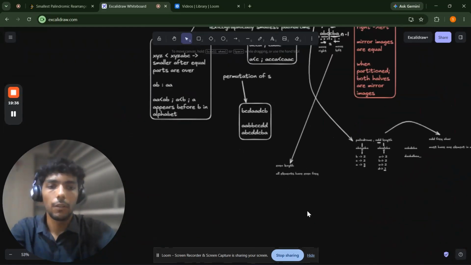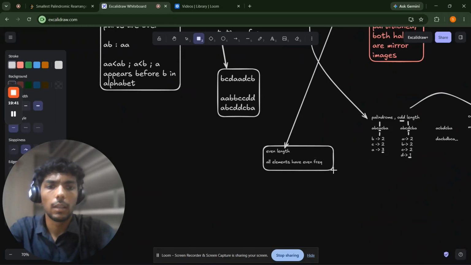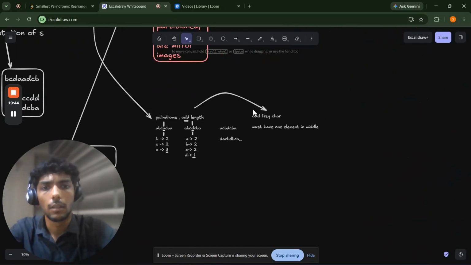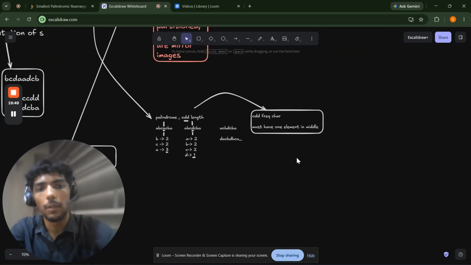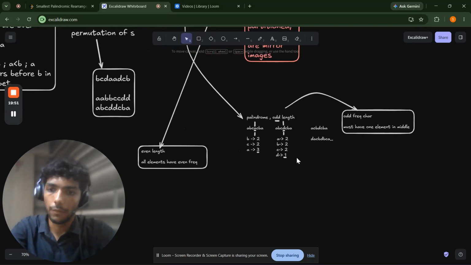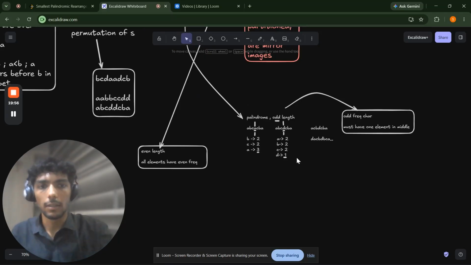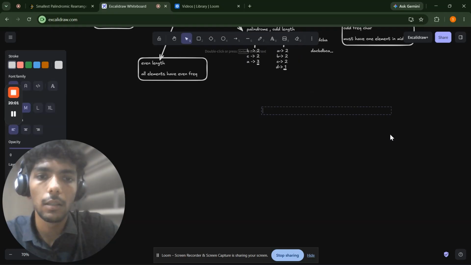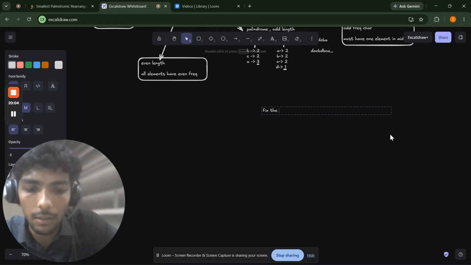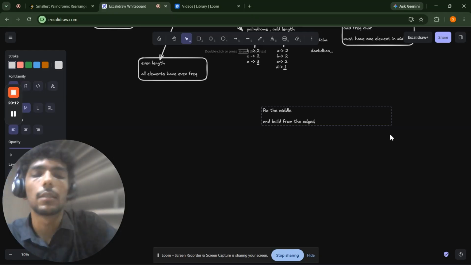Now we have found that an even length string has everything in even frequency, or has one character with odd frequency and all others with even frequency. So the odd one must have one of its elements in the middle. Now what we will try is to fix the middle and build from the edges.